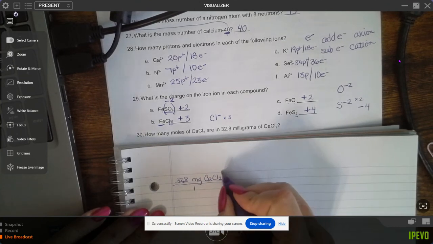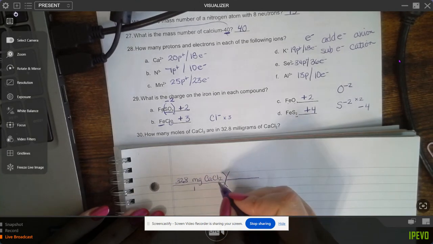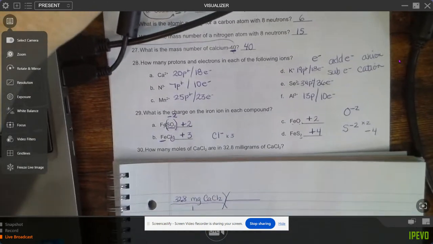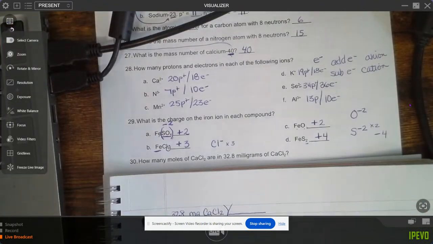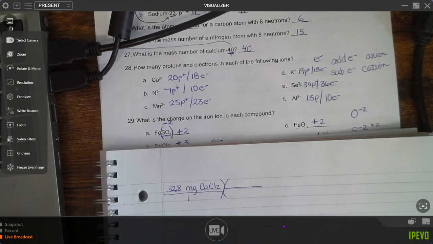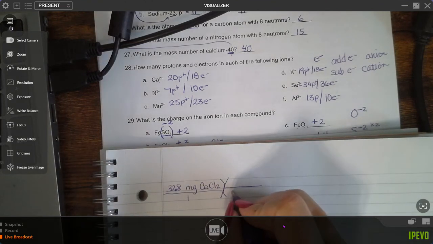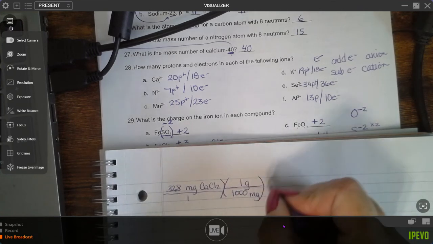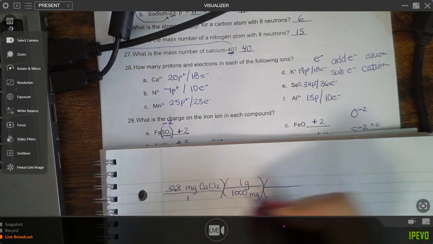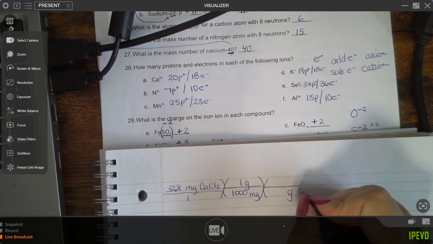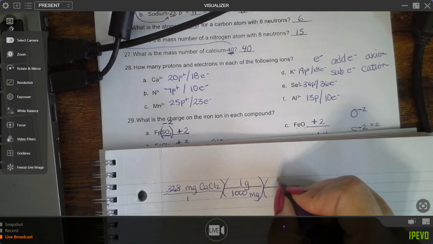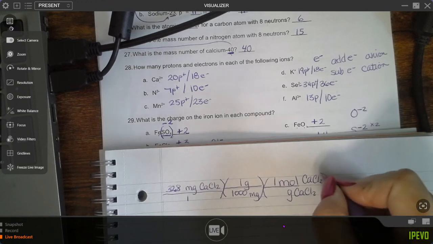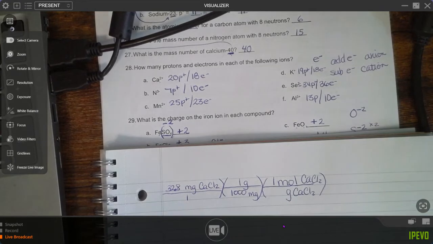Put that over 1. The first thing that we want to do is convert milligrams to grams. We should know that there are 1,000 milligrams per 1 gram. Then the next thing we're going to do is use the molar mass of calcium chloride, and we know that the molar mass is equal to 1 mole of calcium chloride. So we have to find the molar mass.